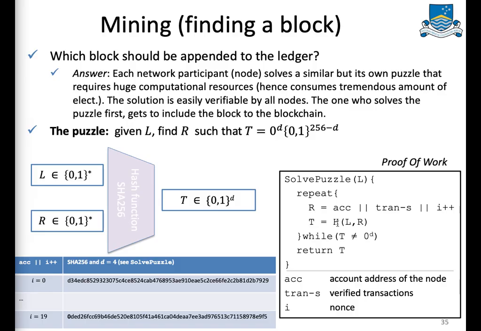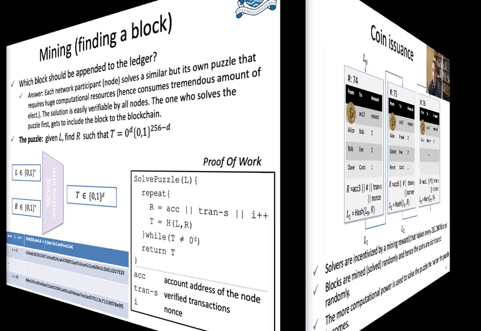The difficulty of this puzzle depends on the parameter d that simply defines a required number of zeros in the hash value. So let's say d is 4, then the puzzle is solved on the 19th iteration in this example. So this hexadecimal digit 0 actually corresponds to 4 bits. That's why d is set to 4 here.